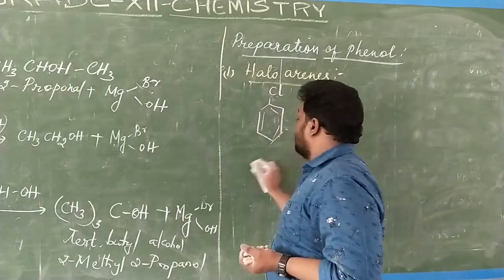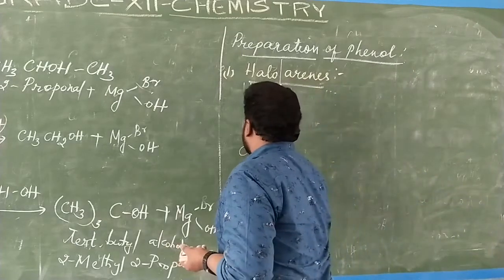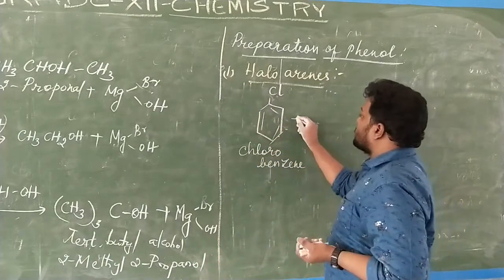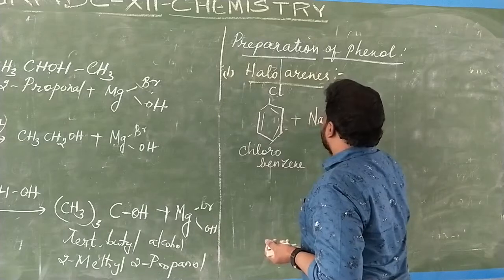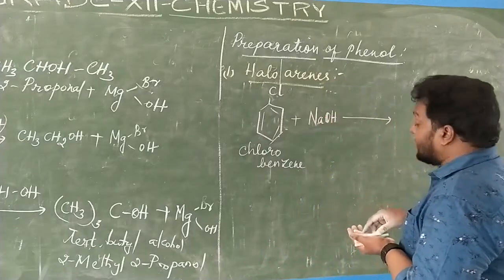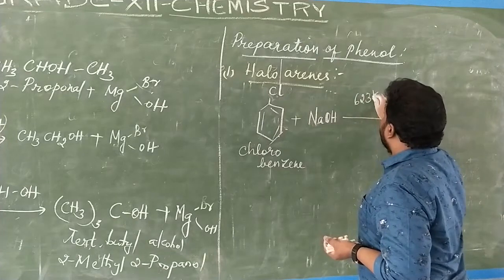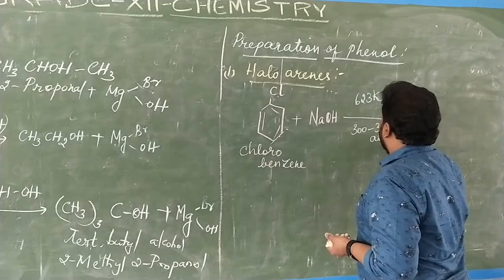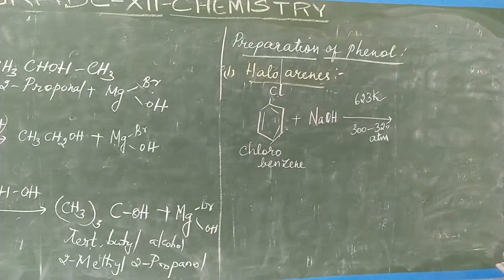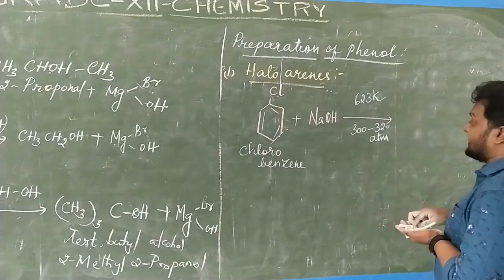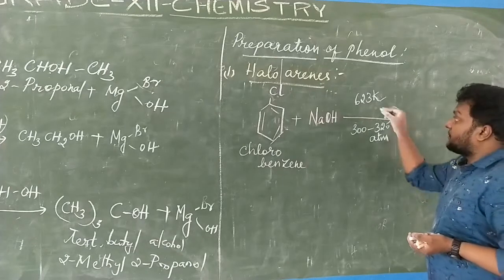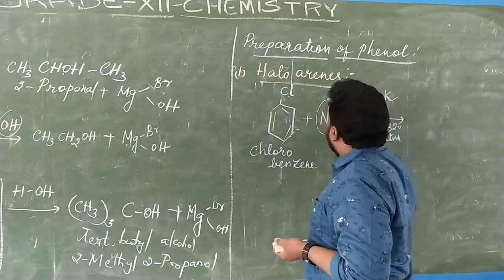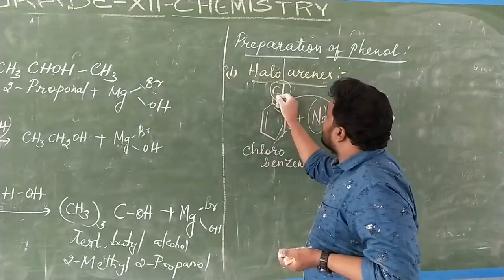What is the name of this compound? This is called chlorobenzene. We have to take this chlorobenzene and treat it with sodium hydroxide solution, maintained at a temperature of about 623 Kelvin and 300 to 320 atmospheric pressure. With sodium hydroxide solution, which is the base, the Cl will get removed and the OH will get added here.